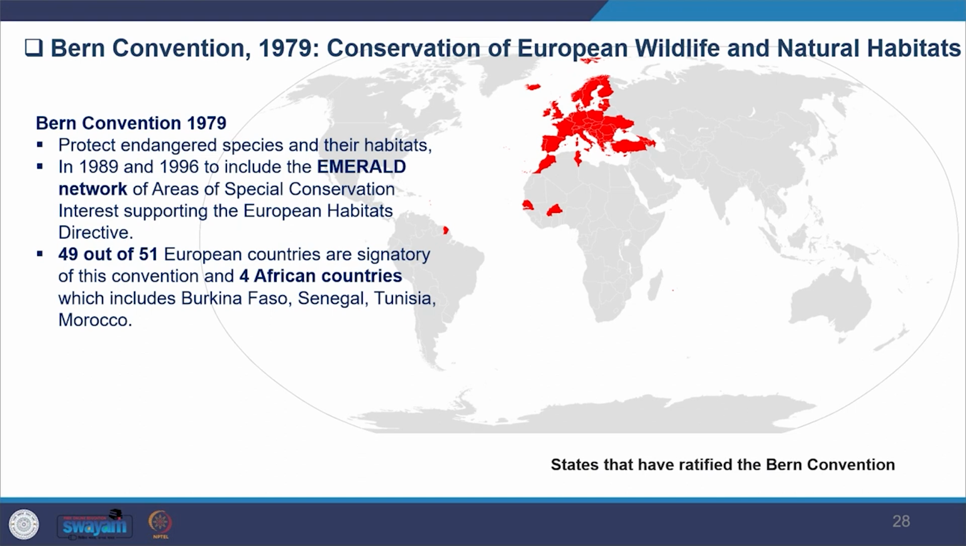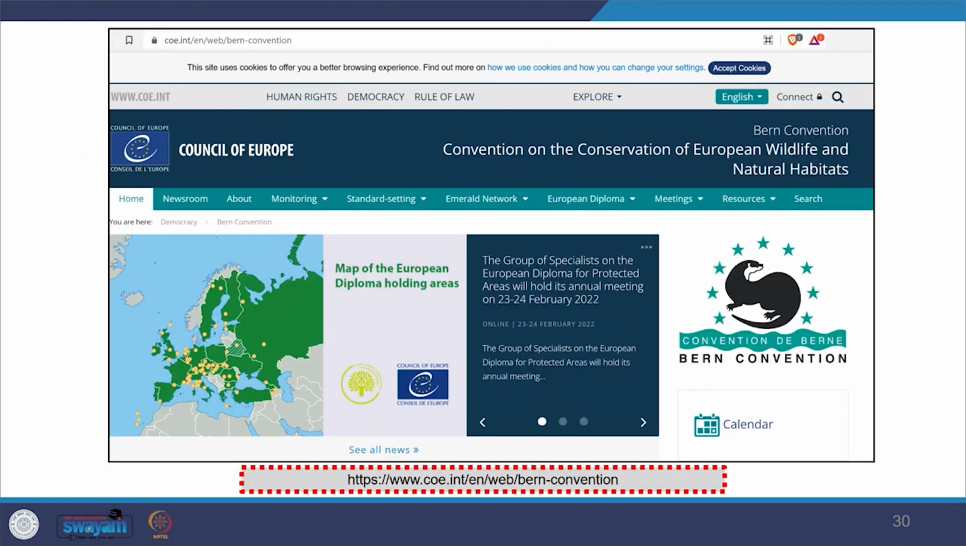Then we see that 49 out of 51 European countries are signatories of the convention, and 4 African countries are part of this, which include Burkina Faso, Senegal, Tunisia and Morocco. For more information, you can find it on the website of the Council of Europe. Links are provided in following slides and in the suggested watch also.